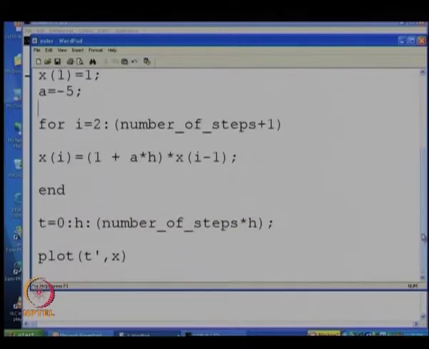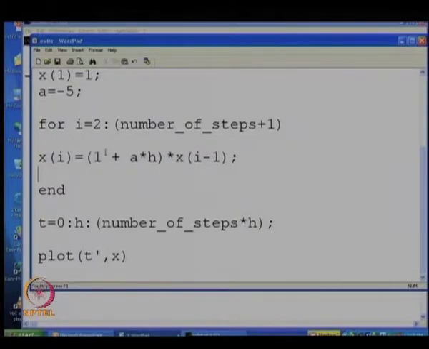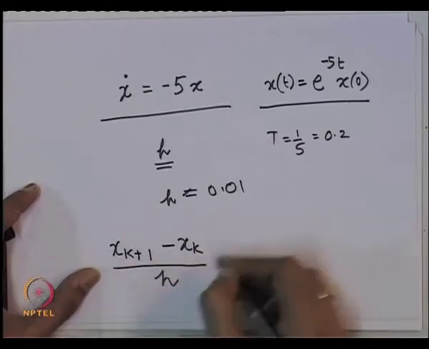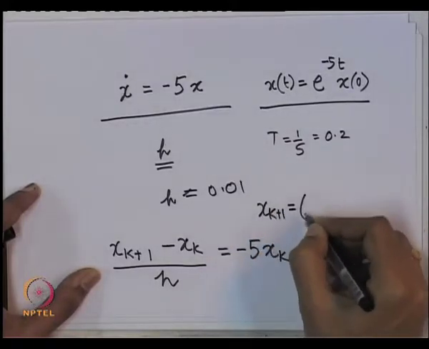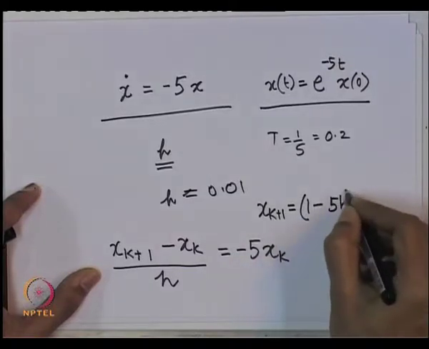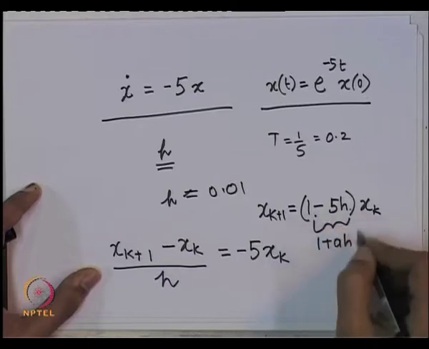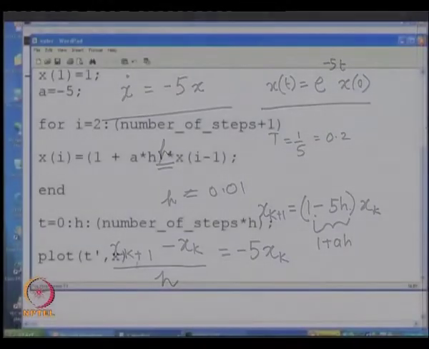So, I will evaluate the behavior of the system using the Euler method. x of i is equal to 1 plus a into h into x of i minus 1. This is what the Euler method will do. If you recall, we have (x k plus 1 minus x k) upon h is equal to minus 5 of x k. This effectively gives us x k plus 1 is equal to 1 minus 5 h into x k. In fact, minus 5 h is nothing but plus a h, so this is 1 plus a h. Since a itself is negative, that is why you are getting 1 minus 5 h. So, I will evaluate this and plot it.